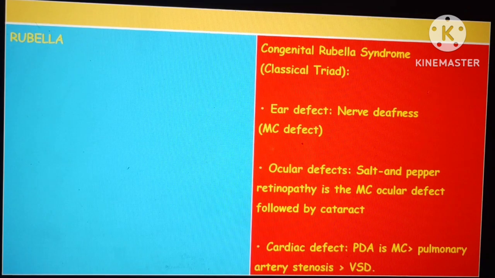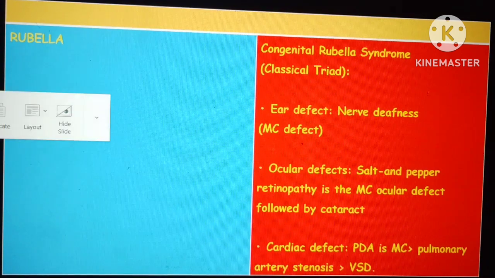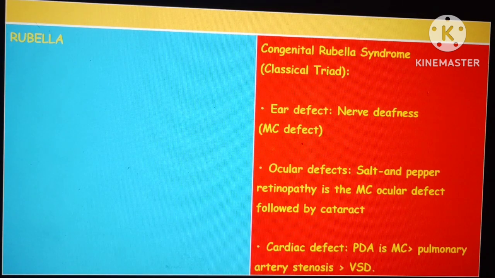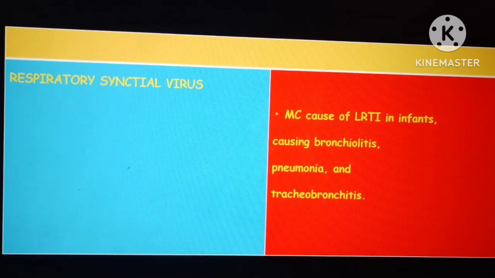Coming to rubella, as you know, it has a classical triad of ear defect, ocular defect and cardiac defect. In the ear defect, the most common is sensorineural hearing loss. In the ocular defect, it is salt and pepper retinopathy. In the cardiac defect, it is patent ductus arteriosus, pulmonary artery stenosis and ventricular septal defect.